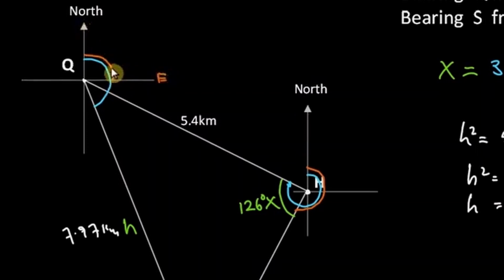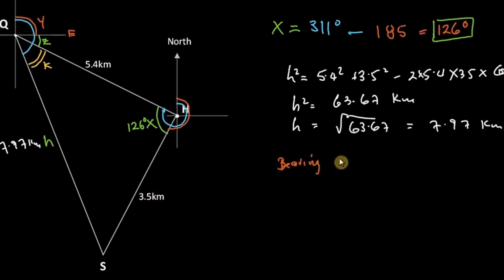Then we have this angle, which I'm going to note here as Z. And then we have this angle, which is one angle of triangle SQH. Let's call this angle K. So if we call this angle Y, then we can say that the bearing S from Q is equal to Y plus Z plus K. We will find these angles and we will find our bearing. So we already know that Y is equal to 90 degrees. So let's just put that in.